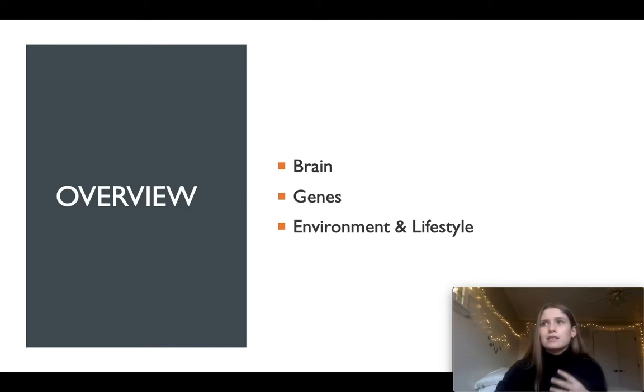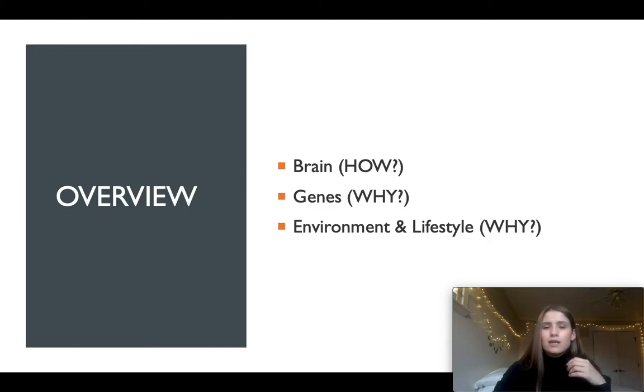So the brain and those mechanisms are the how. How is this happening in the brain? What is making people lose their memories of their loved ones? And then why? Why is that happening? So we have this mechanism, but how does that come about? Why does it happen for some people but not other people?